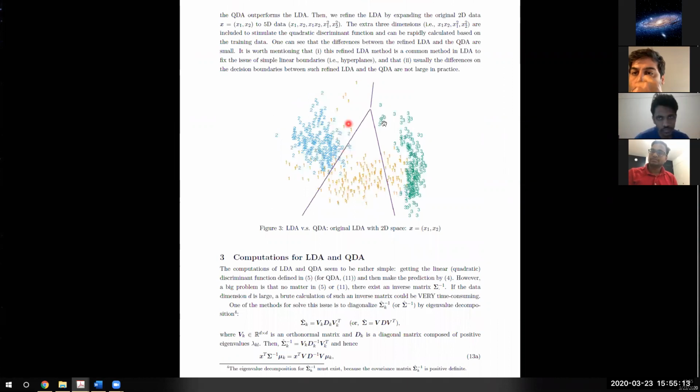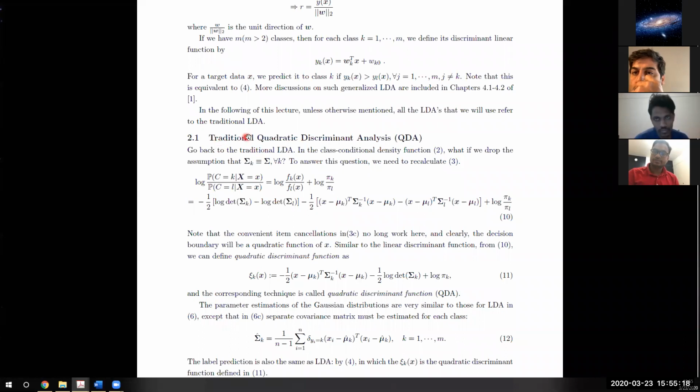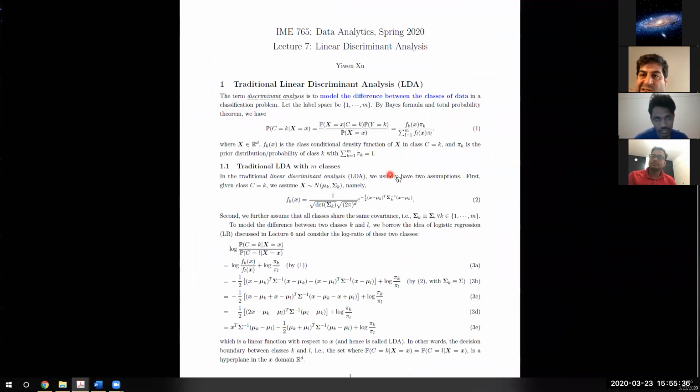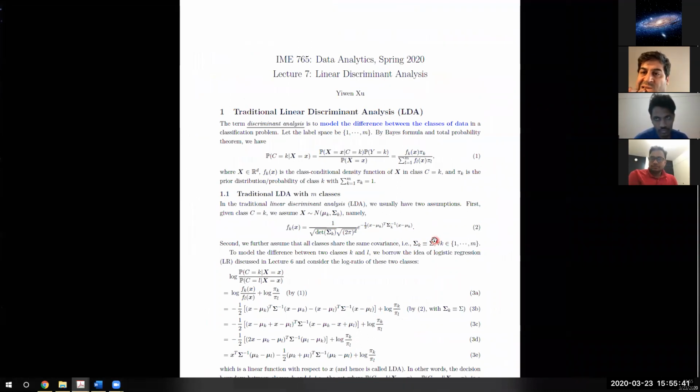Okay, another thing I want to introduce is the QDA. Of course, we're talking about the traditional QDA. The motivation is from here. In the traditional LDA, what did we assume? We assumed two things. First, the X is normally distributed, given class K, right? And the second thing is that all sigma Ks are the same, meaning that all different classes of the data share the same variance.